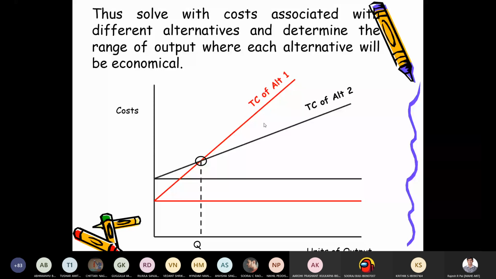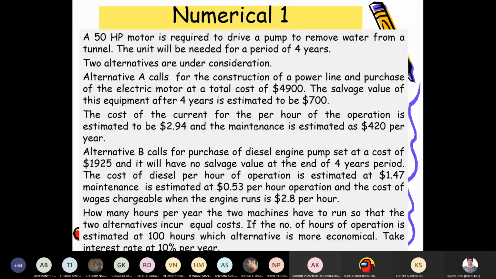So this is one numerical which we are going to solve now. Please take down this numerical. The question looks big, but the numerical is very easy. Please copy down this numerical.